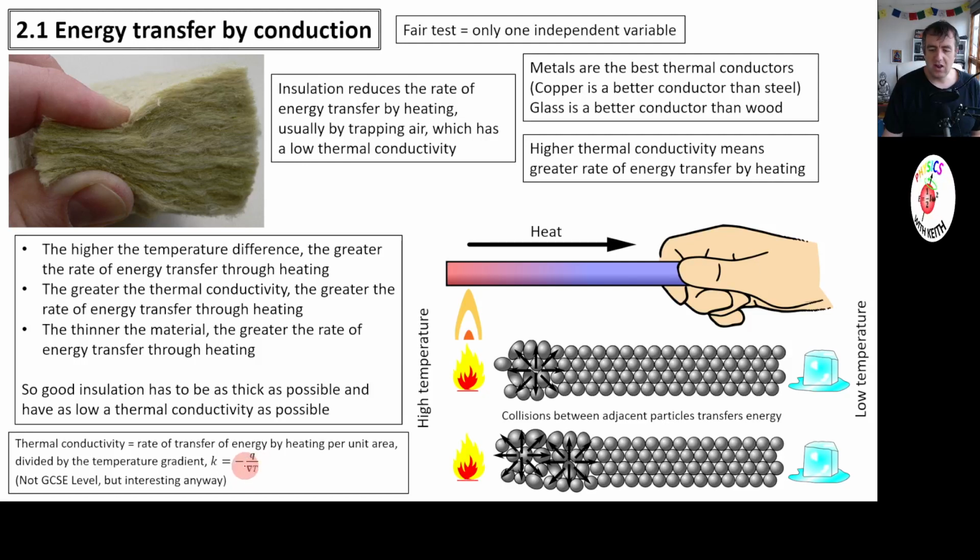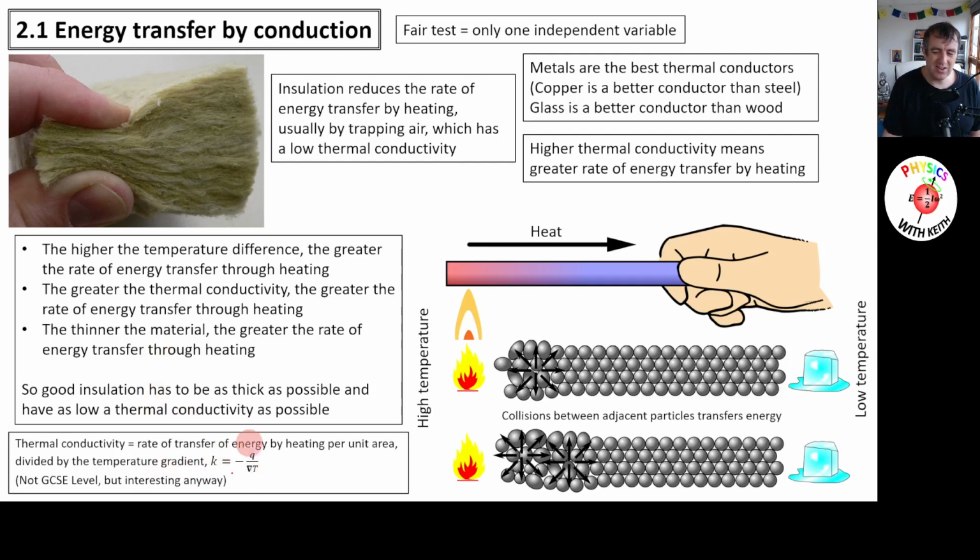So this is the temperature gradient. And that can be quite difficult to understand what that means. And the Q here is the rate of transfer of energy by heating. It's an energy transfer rate, an amount of energy that is transferred per unit area per amount of time, or a power per unit area.